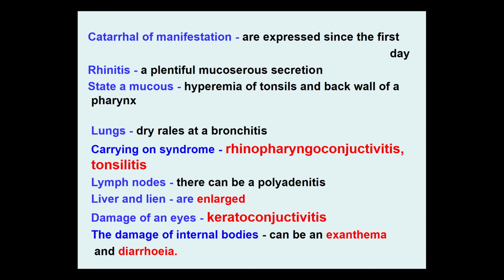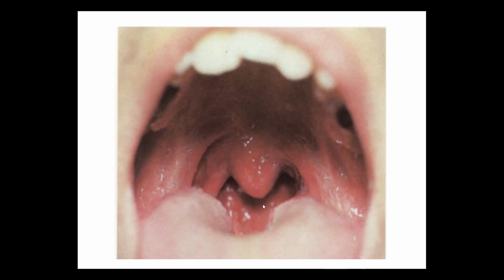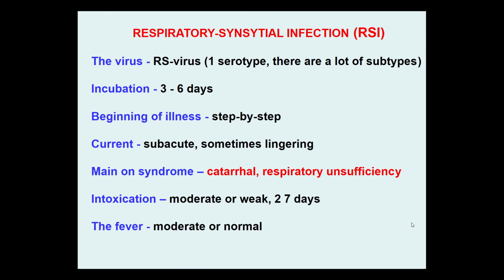Liver and spleen are enlarged, damage of the eyes up to keratoconjunctivitis, damage of internal organs can be exanthema or diarrhea. So many symptoms: rhinitis, pharyngitis, tonsillitis, conjunctivitis, hepatosplenomegaly, diarrhea, polyadenitis. That's about adenoviral infection. This is, again, a kid with adenoviral infection. You see conjunctivitis, rhinitis, pharyngitis with tonsillitis.